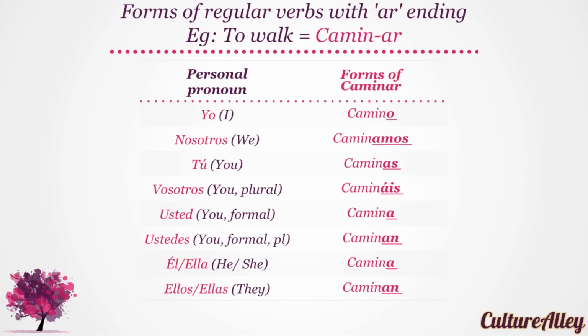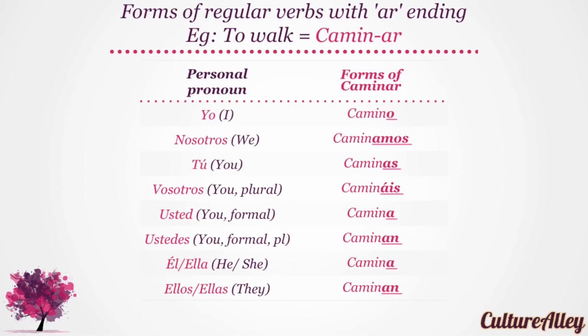Let's learn its forms. With yo or I, caminar becomes camino. Can you try that? Camino. With nosotros, which means we, caminar changes to caminamos. Informally, with tú or you, it becomes caminas. And for its plural form, vosotros, we use camináis. Try that again.